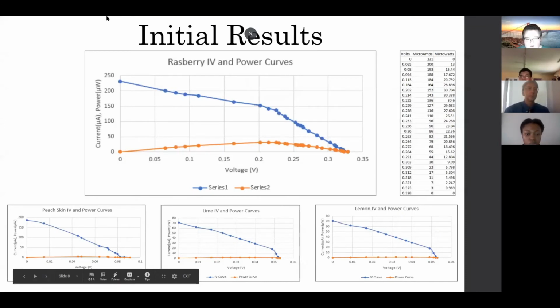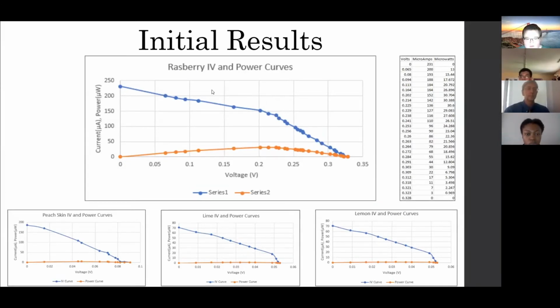And so here we have some of our IV curves from our results. As you can see, the raspberry curve was the most effective by far. On the right, you can see the values that we used to craft the specific graph. Down at the bottom left, we have the peach skin IV curve. That one was the second most effective. It shares a lot of chemical similarities with raspberries, specifically the existence of a chemical called anthocyanine.